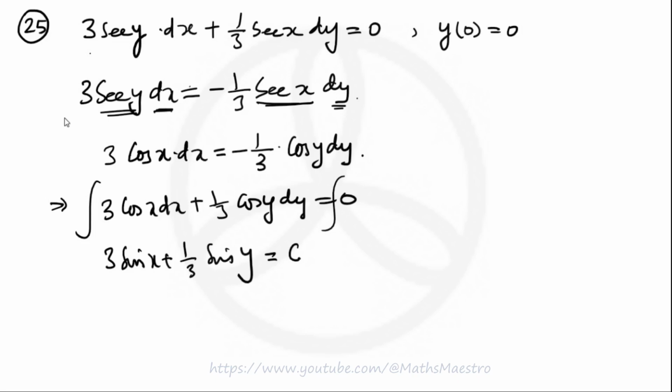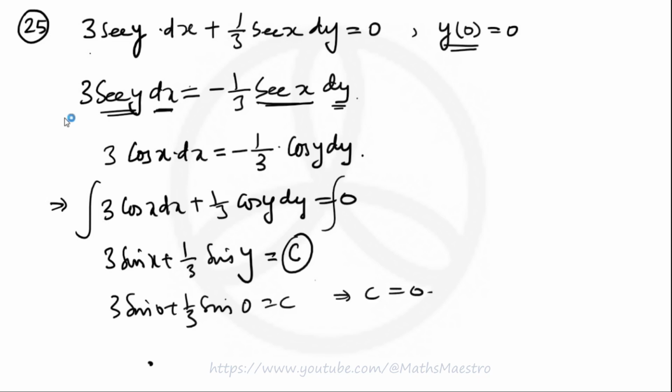Now we can use the given initial value in order to find this constant c, and it says when x is equal to 0, y is also 0, which means 3 sine 0 plus 1/3 sine 0 is c. This will give c is equal to 0. Therefore, our solution for this will be 3 sine x plus 1/3 sine y is equal to 0. This is as simple as this. So let us move to the next question now.